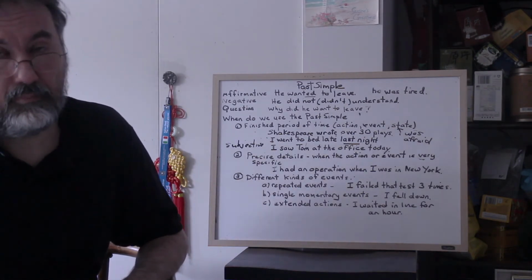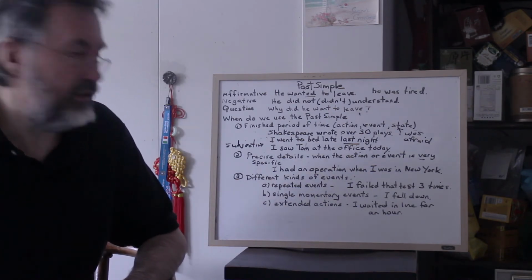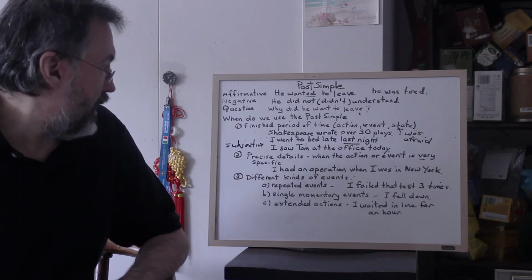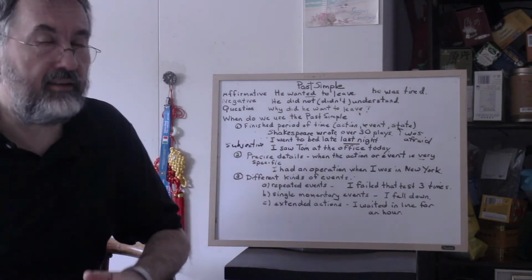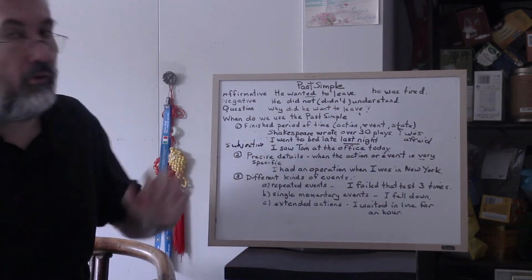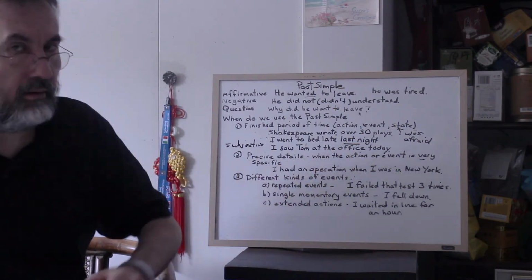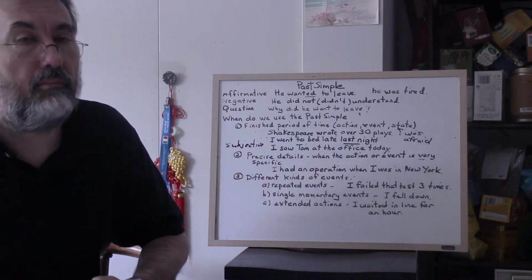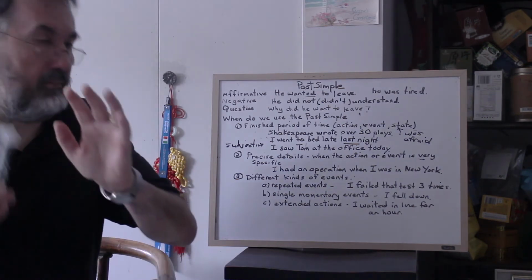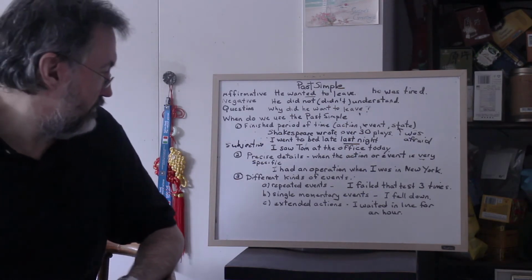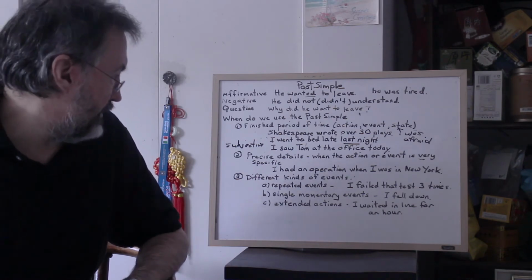Okay, number 2, precise details. When the action or event is very specific. I had an operation when I was in New York. When I was in New York makes that sentence very specific. Therefore, we can use the past simple. If you didn't say that, then you could also use past perfect. I had an operation, but that's a little bit later on.